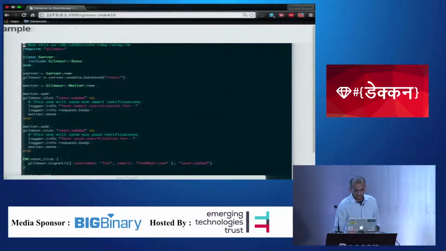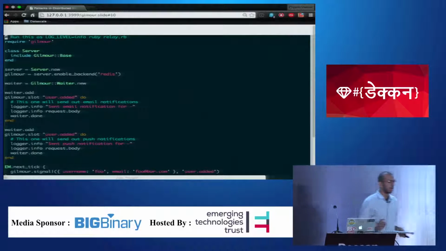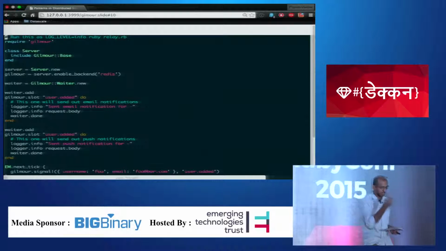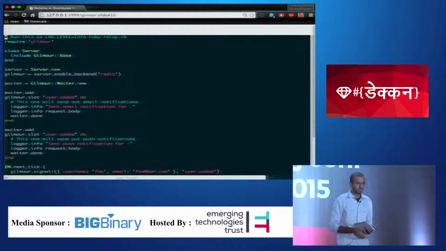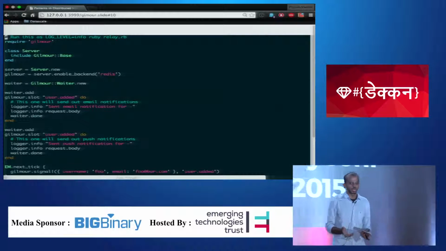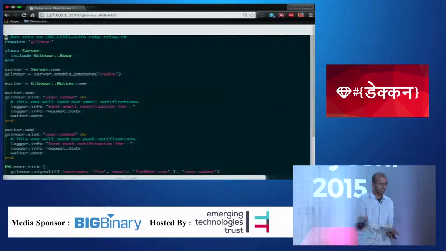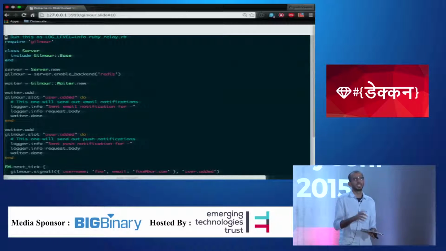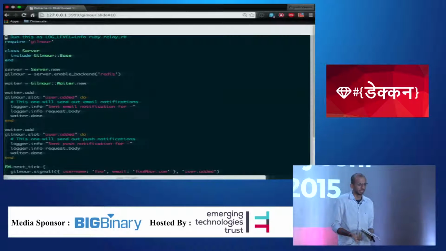Let's look at this example on how, using Gilmour, you could come up with a small thing. This is a server class that we have. Gilmour is a backend that is using Redis, so we instantiate a backend, Gilmour. Waiter is just a small wait group. It's just a small mutex that takes care if the program doesn't exit.